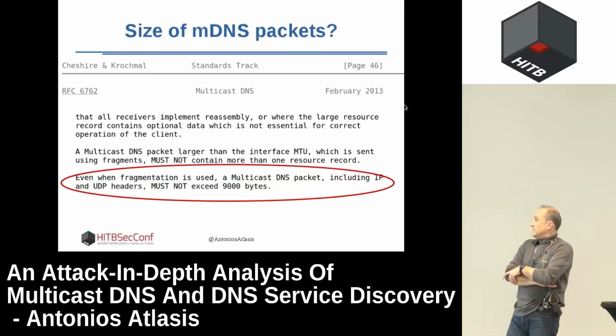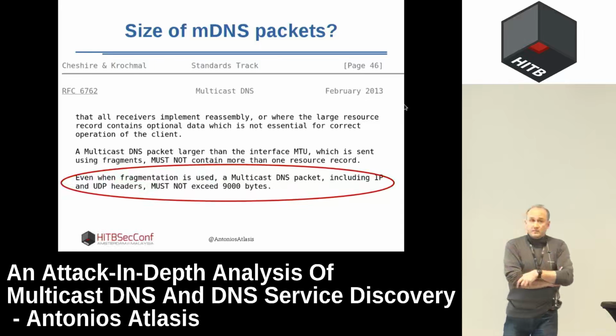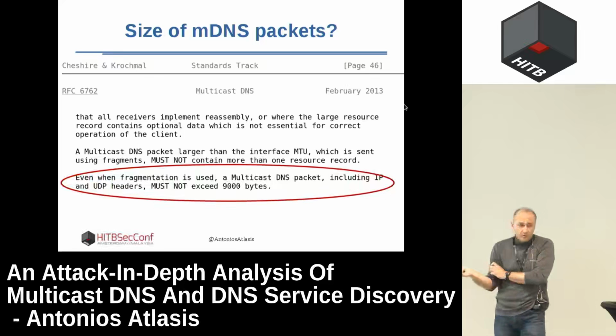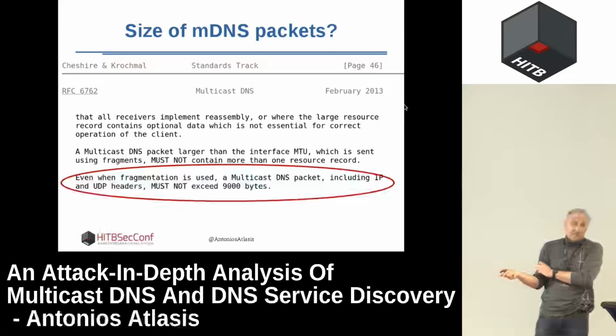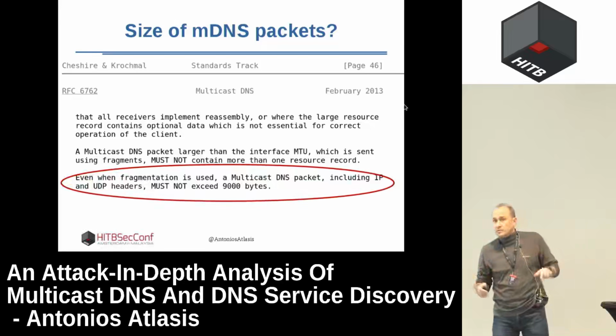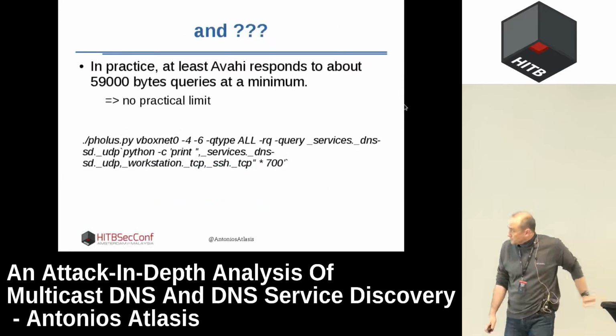Now, in practice, it tries to put a kind of limitation on the maximum size of these packets, and this is about 9,000 bytes. And if you notice here, they use quite strict language for the RFC terminology: must not exceed, which is much more strict than the typical should not exceed. So any kind of multicast DNS packet should not be more than 9,000 bytes.